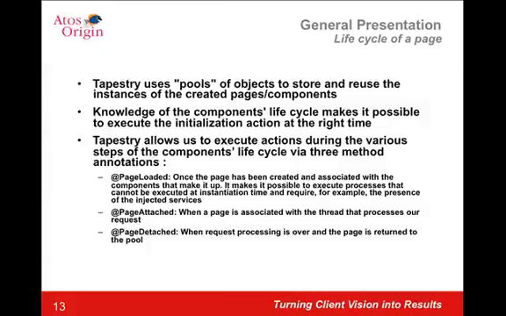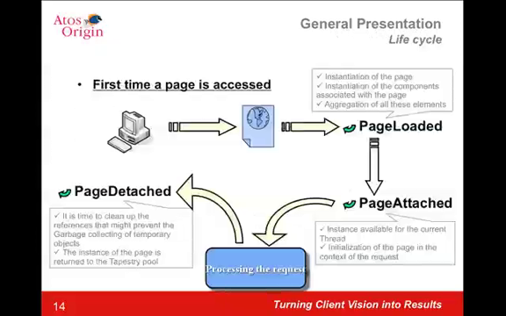You can execute some specific actions during these various steps of the component's life cycle. We just have to annotate the method we want to execute with the right annotation. So we have @PageLoaded when an instance of a page is created, and we have @PageAttached when a page is associated to the thread of the user, and @PageDetached when the page is returned to the pool. So what's happening?